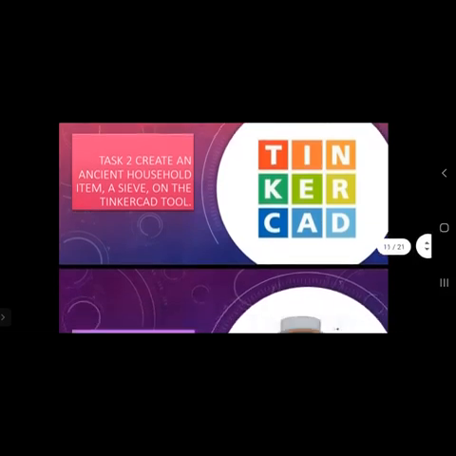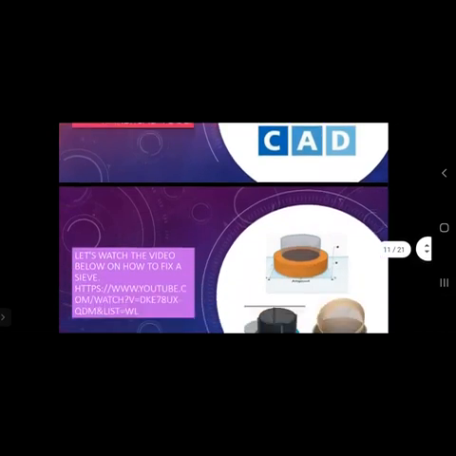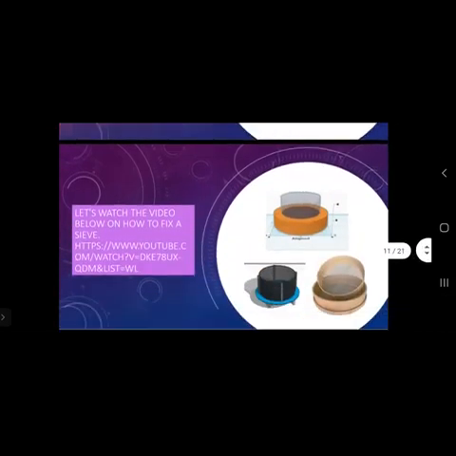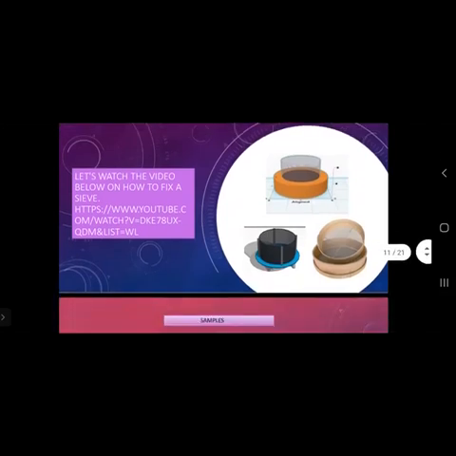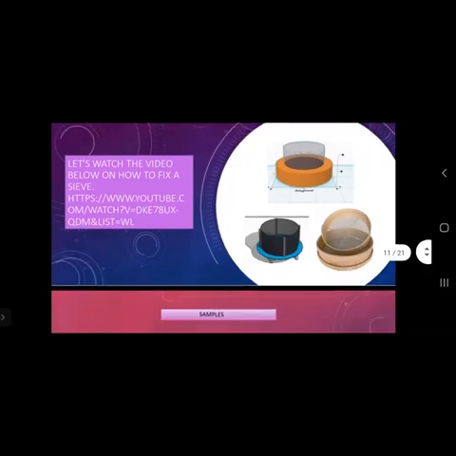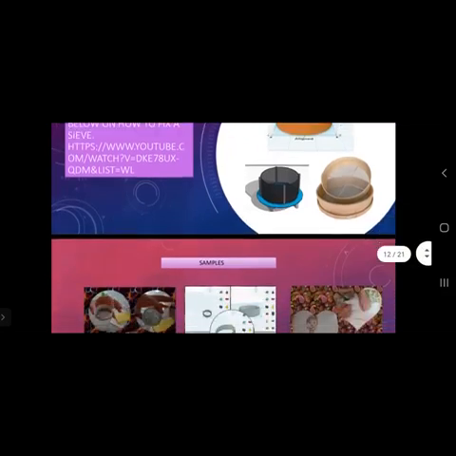There are many shapes. We can use them to make some items and household tools. Firstly, I show my students a video on how to fix a sieve. A sieve is a very ancient thing. There is their picture there. They were made by my students in the Tinkercad program.